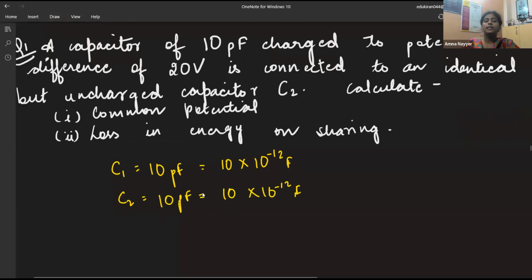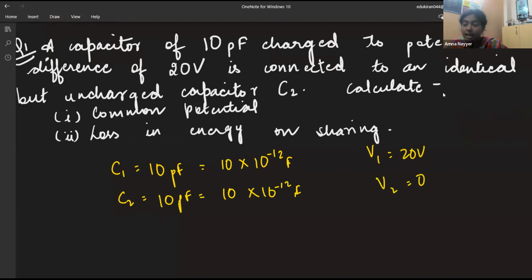Now, this is C1, 10 picofarad. C2 is 10 picofarad. Now, V1. V1 is given as 20 volt. And V2, what is V2? It is saying uncharged. So your potential automatically becomes zero. See, information about the second capacitor is not given directly. It is given to you in one sentence. Identical but uncharged means C2 is exactly equal to C1 in magnitude and V2 is zero.